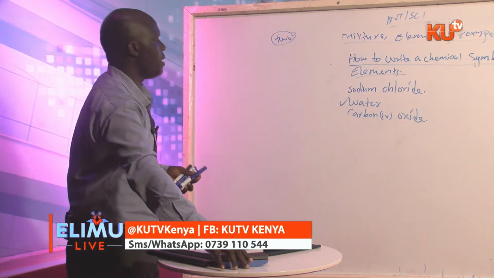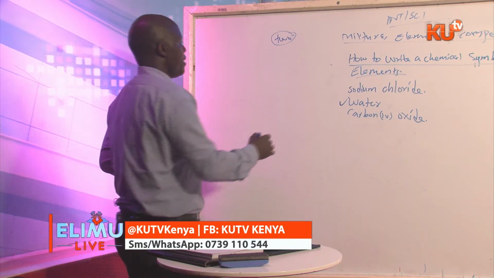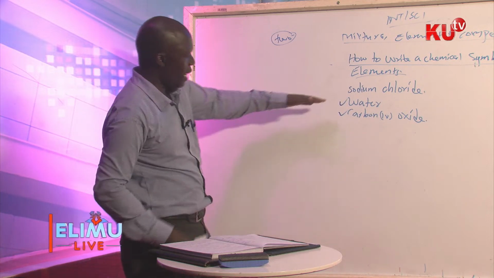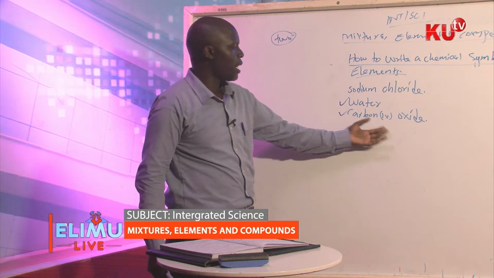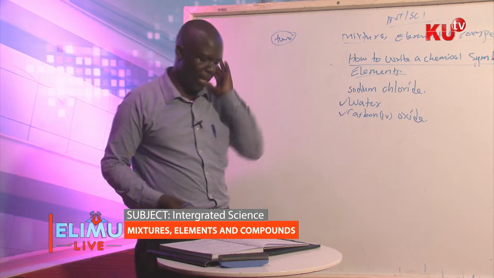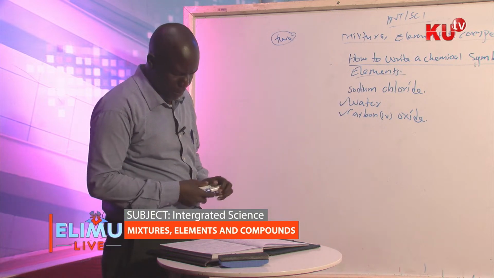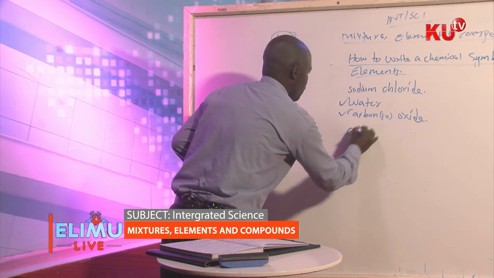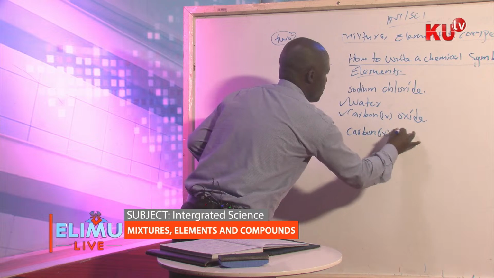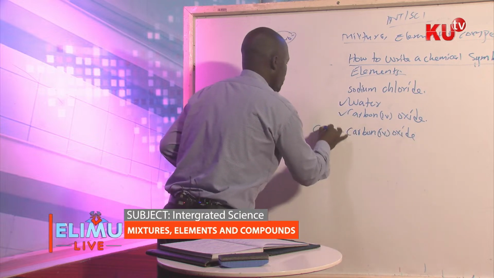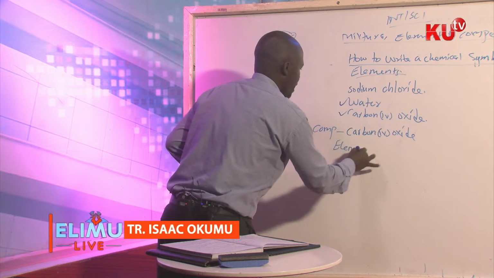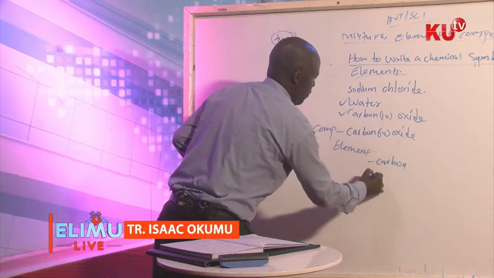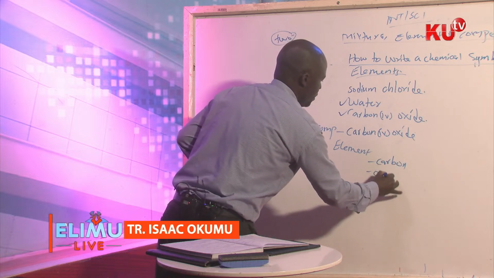Next, because I wanted to look at the 3 compounds, the next one is carbon dioxide. Are we in a position of identifying the elements which make up carbon dioxide? Carbon dioxide is a compound. The elements which make up that compound are carbon and oxygen.